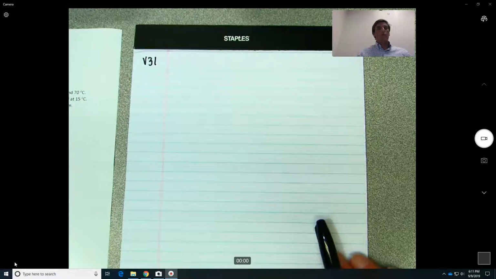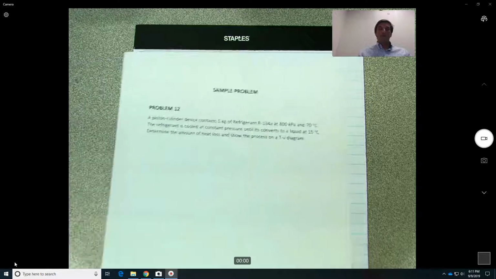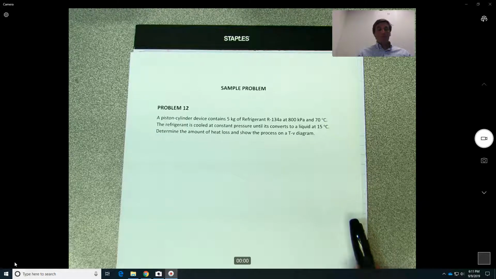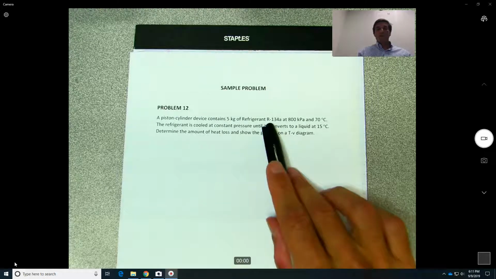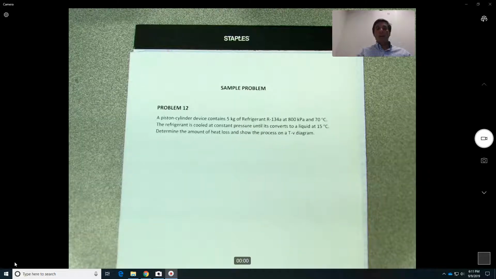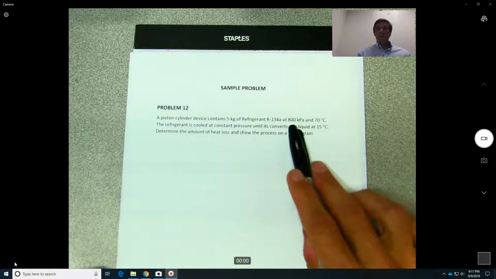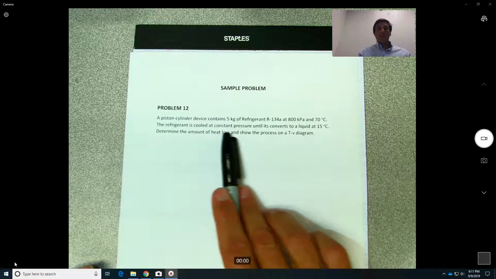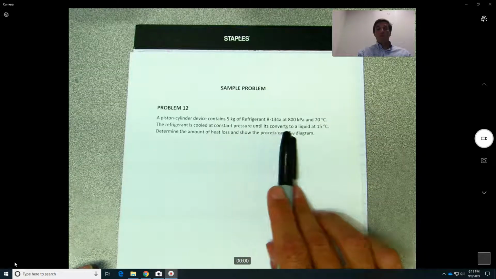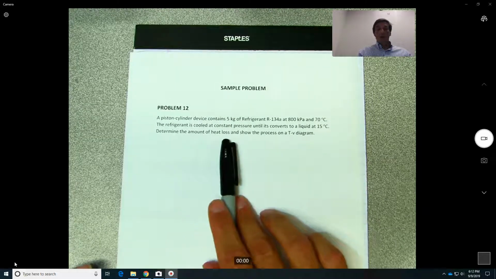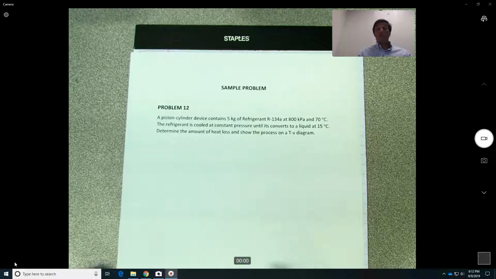Okay, so in this problem, we're going to try to apply what we did on the previous video. So this is problem number 12, in which a piston cylinder device contains 5 kilograms of refrigerant 134A, which is basically the refrigerant used in the AC system of cars, at 800 kilopascal and 70 degrees Celsius. The refrigerant is cooled at constant pressure until it converts to a liquid at 15 degrees Celsius. Determine the amount of heat loss and show the process on a T-v diagram.